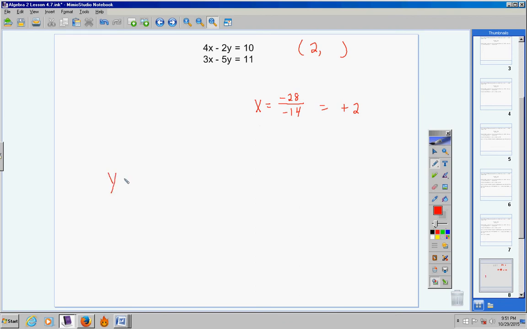Okay, let's solve for y. Now remember what I taught you. The denominator never changes, right? So my denominator would be these numbers right here. 4, 3, -2, -5.